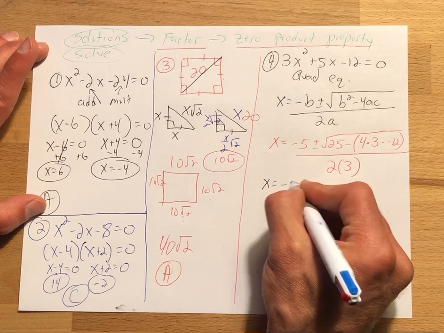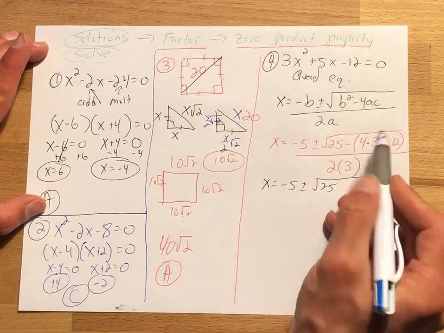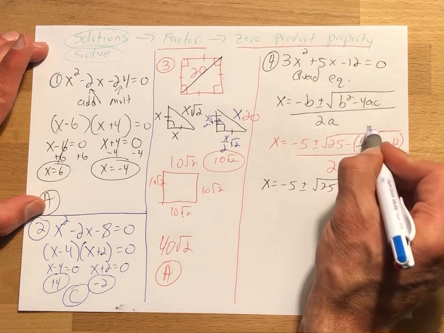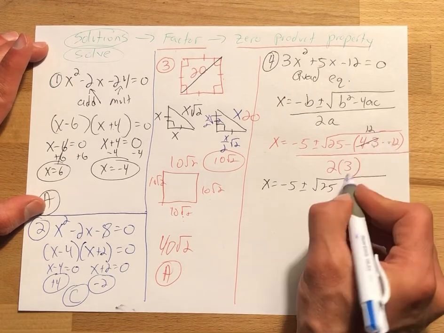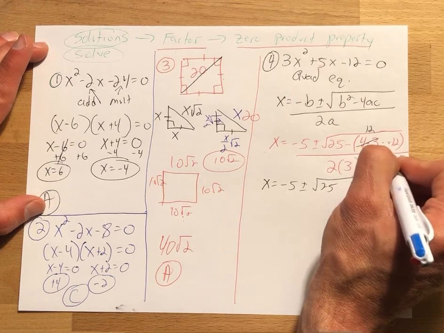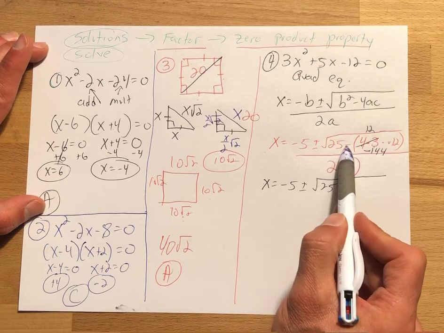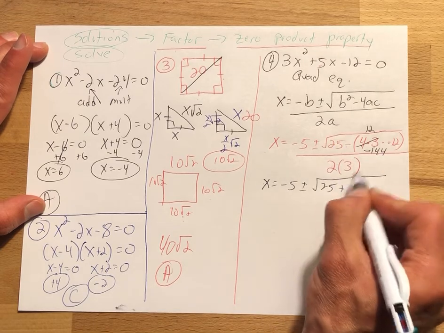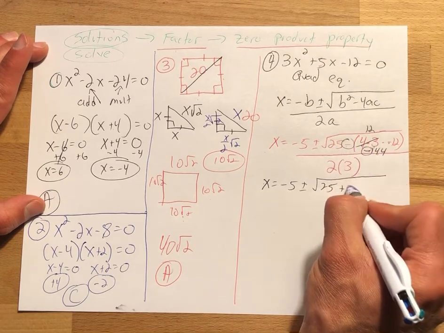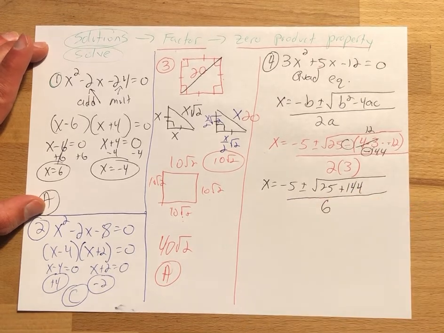X equals negative 5 plus and minus 25. Now I'm going to do this real quick. 4 times 3 is 12. 12 times negative 12 is negative 144. Now check this out. 25 minus a negative 144 becomes plus. See these two minus signs? They become a plus 144 all over 6.